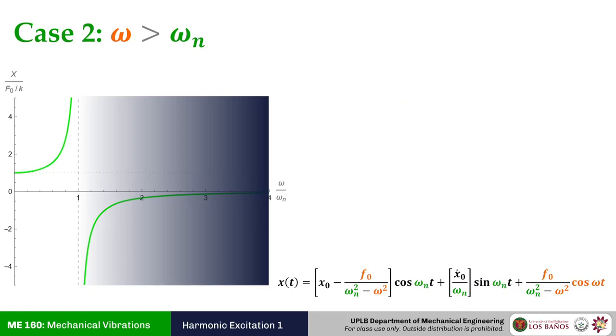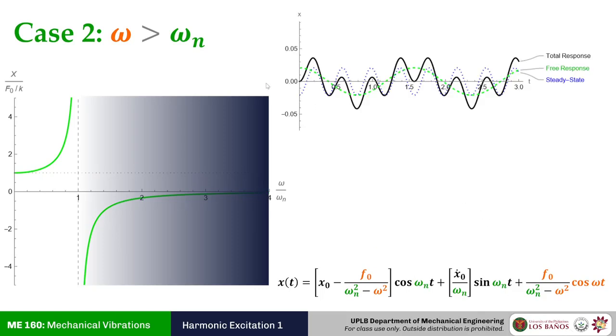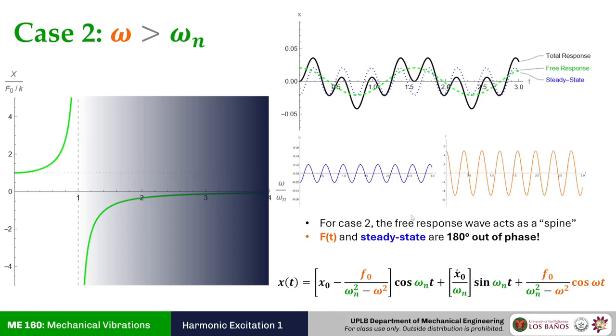frequency. What happens here is that the free response and the steady state response switch places. Now the natural frequency is the spine of your total response, while the steady state is kind of like the little brother that follows the big brother's lead. So yeah, this is the case. And if we observe the phasing of the steady state response with the disturbance, you can see that it's flipped. The disturbance is 180 degrees out of phase with the steady state response.